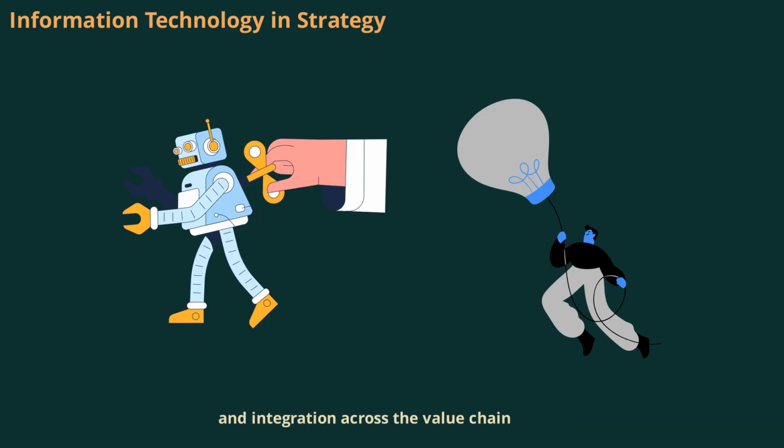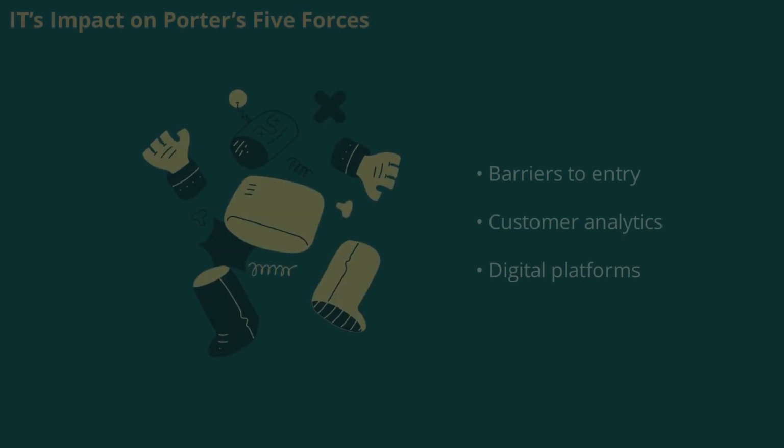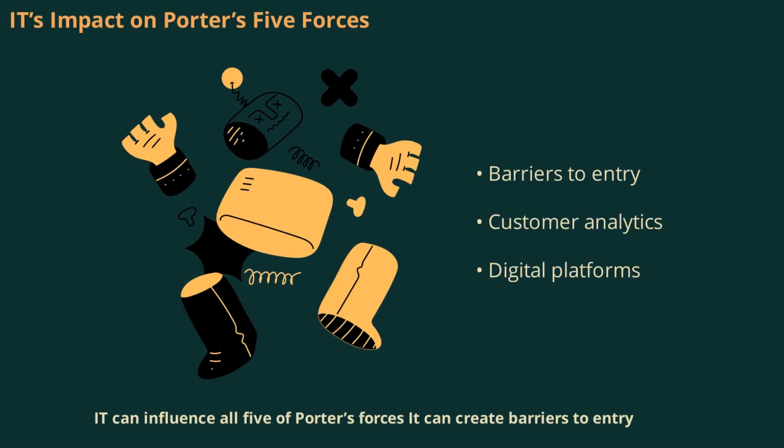A well-aligned IT/IS/IM strategy can create and sustain competitive advantages. IT can influence all 5 of Porter's forces. It can create barriers to entry, reduce supplier and buyer power, minimize the threat of substitutes, and help manage rivalry. Examples include e-procurement systems, customer data analytics, and digital platforms that enhance efficiency and customer engagement.